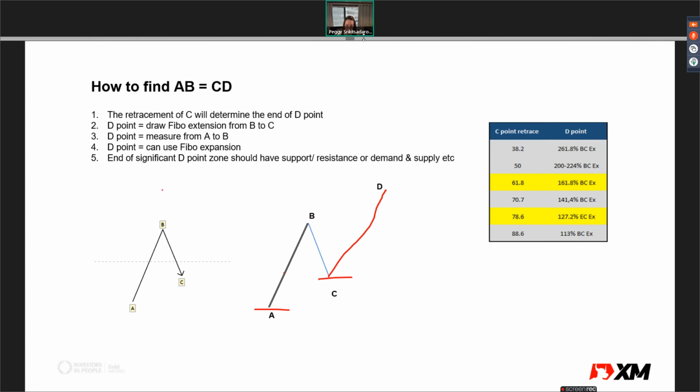So for the D point you can also use Fibonacci expansion, or you can measure A to B to get the D point here, or you can use the Fibonacci extension of B to C. That means you draw Fibo with the starting point here at 100%, and the ending point at 0. Then here you will get the extension.